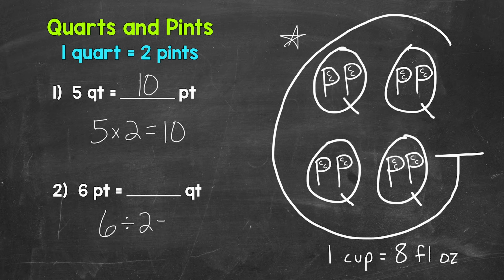Now 6 divided by 2 gives us 3. 6 pints equals 3 quarts. So again, pints to quarts, divide by 2. So there you have it. There's how many pints equal a quart? 2, along with some conversion examples.